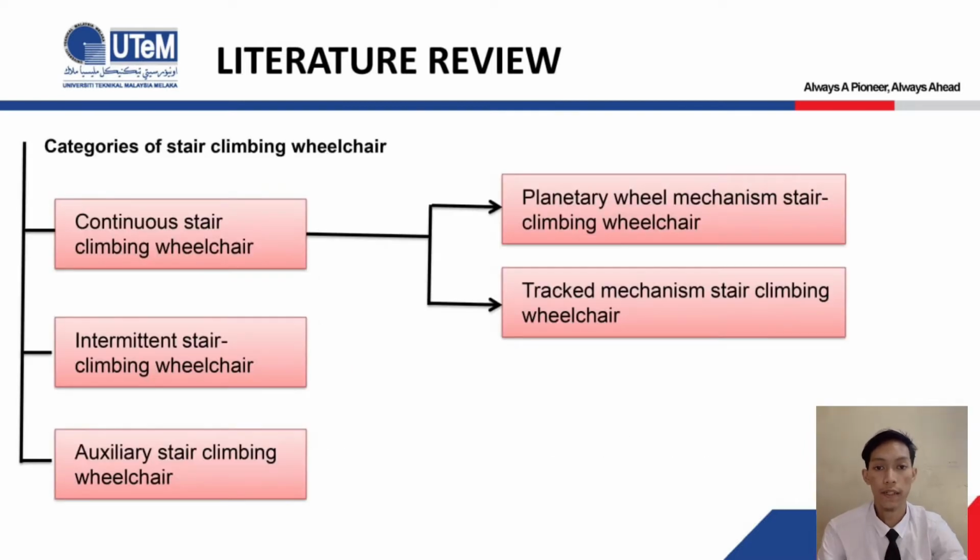Then for categories of stair climbing wheelchair, the stair climbing wheelchair has been grouped into 3 categories. First, continuous stair climbing wheelchair. Second, intermittent stair climbing wheelchair. And third, auxiliary stair climbing wheelchair. Okay, the continuous stair climbing wheelchair has been divided into 2 mechanisms. First, the planetary wheel mechanism stair climbing wheelchair, and second, the track mechanism stair climbing wheelchair.